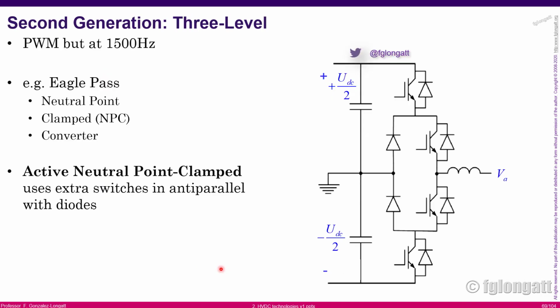But then people started to think, why not a three-level? And the three-level HVDC system, as you can see over here, requires more switches. However, this reduces the frequency for the PWM, and as a consequence that has an impact on the losses. And one example of this is the Eagle Pass, okay?